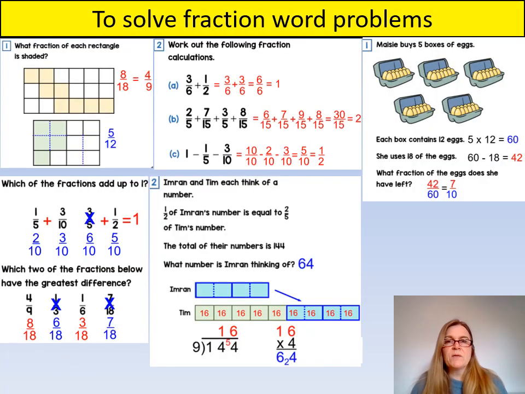Here are the answers from last week's fraction problems. Well done if you managed to solve some. If not, don't worry, as I'll go through them.